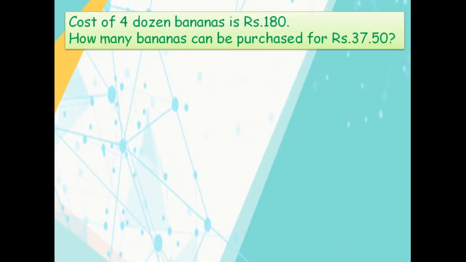The cost of 4 dozen bananas is rupees 180. How many bananas can be purchased for rupees 37.50? What is given here? The cost of 4 dozen bananas is given here. What is 1 dozen? Yes, 1 dozen means it is 12 in number. So, 4 dozen means 4 times 12, it is 48.